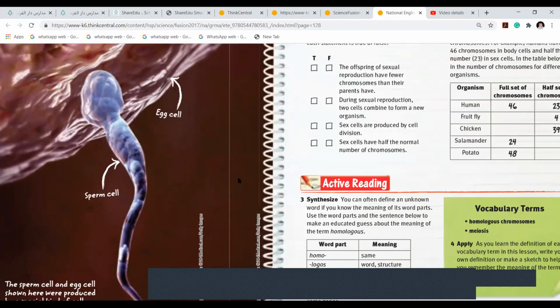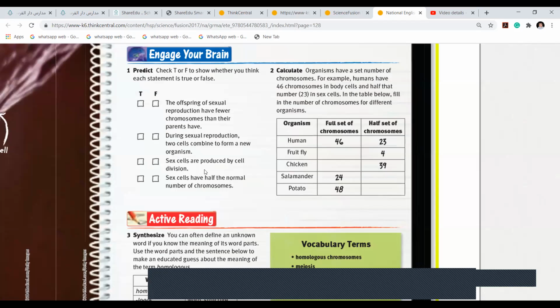Now, next. Sex cells are produced by cell division, of course, by meiosis. True. Sex cells have half the normal number of chromosomes. Correct. Sex cells will have half the number of chromosomes. That is correct. Now, coming to full set of chromosomes. Number 3, sex cells are produced by cell division. Yes, this is true. And sex cells have half the normal number of chromosomes. True, yes. They have half the number.